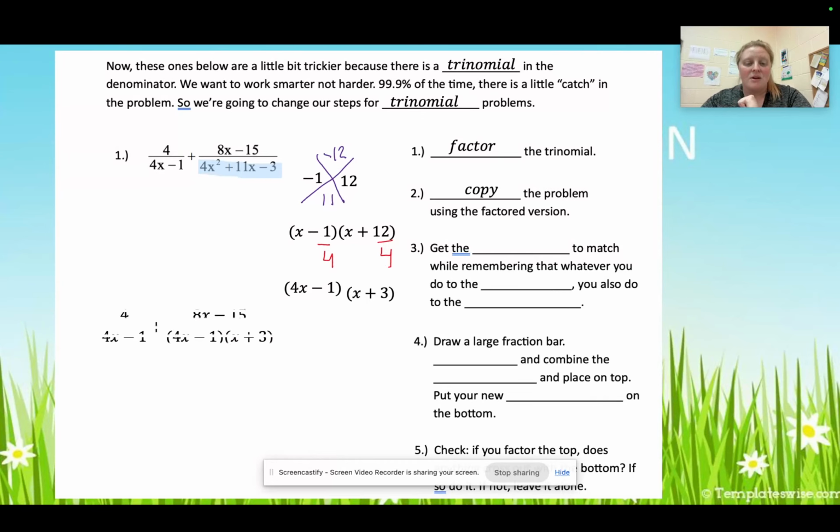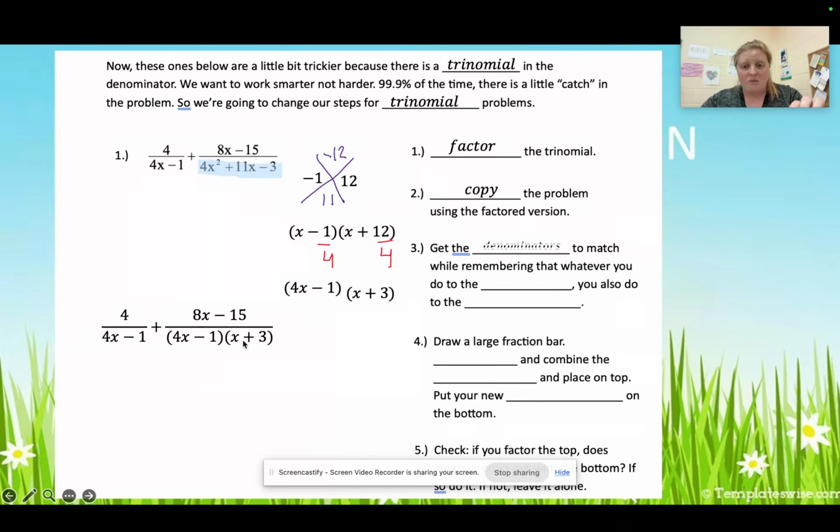So once you factor it, you're going to copy your problem, but you're going to switch out your trinomial for its factored form. Now, if you notice, look at your two denominators. They already have something in common. They both have a 4x minus 1. So instead of multiplying both sides by everything in the bottom, we only have to use a portion of what's in one of the bottoms.